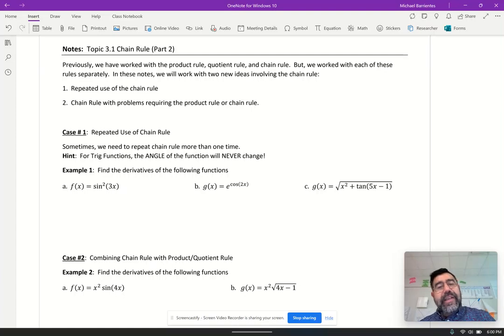Hello, good people. This is section 3.1. We're still with the chain rule, but we're doing part two.